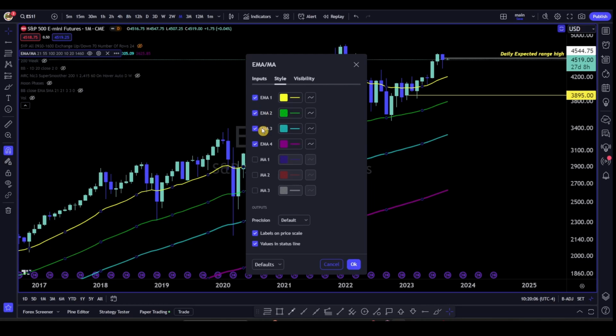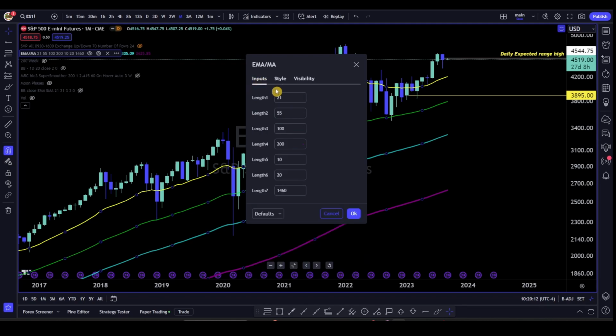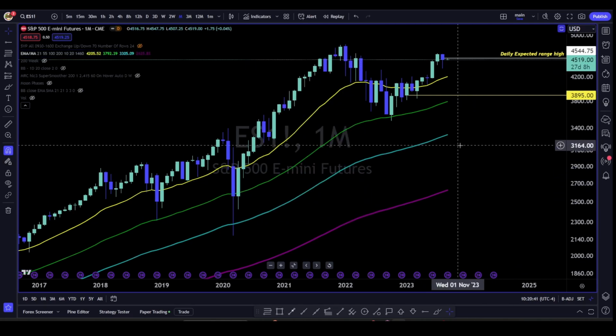Here, the first 4 are your EMAs, the bottom 3 are MAs, and the inputs that I currently run, I believe these are the default numbers. But if they're not, you can adjust them simply by this. 21 exponential is going to be your fastest one, the 55, 100, 200, and that's all we're using, and that's what you see on the screen here.